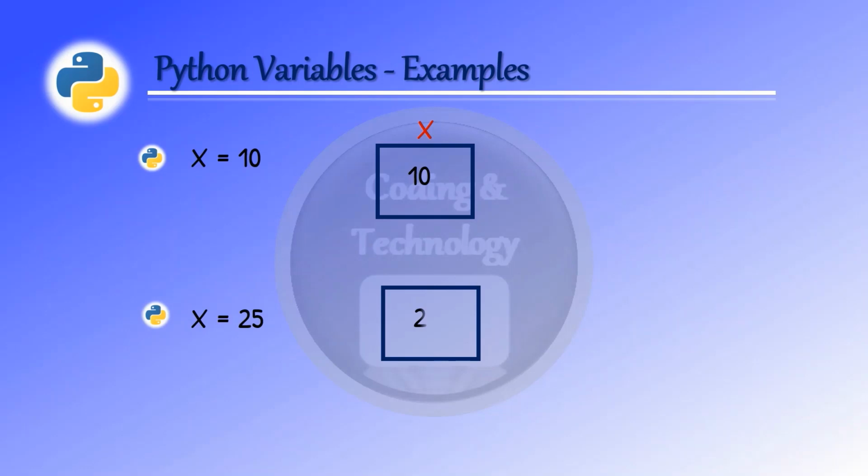After that, if we write x equal to 25, the value 10, which is stored inside a memory location with the same name x, will be changing to 25. So, the final value of x will be 25. The value of a variable keeps changing during the execution of the program.